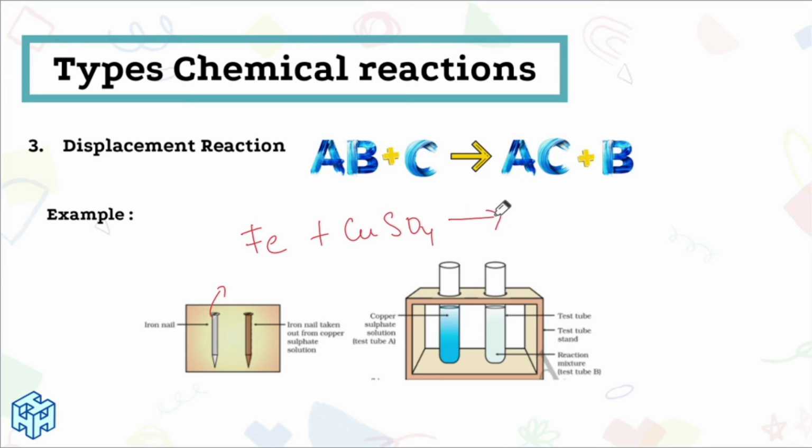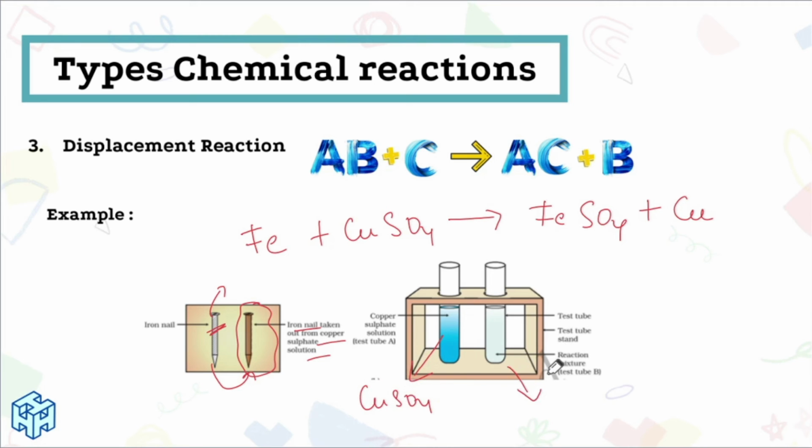So what is happening to me? This notorious guy, sulfate, is replacing this with him. Ferrous sulfate is forming, whereas Cu is left alone. After the reaction, you get a copper nail, because all the copper gets deposited on the iron nail from this blue colored solution, which was copper sulfate.